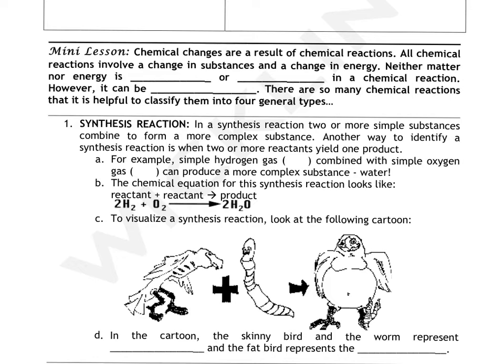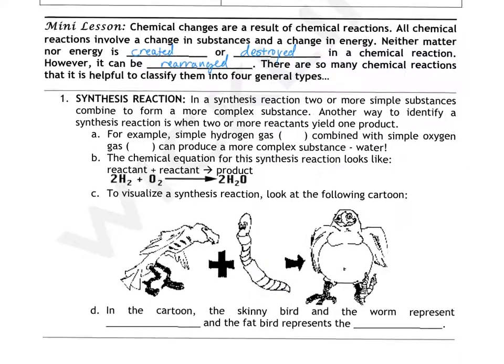Okay, so chemical changes are a result of chemical reactions, and all chemical reactions involve a change in substances and a change in energy. Neither matter nor energy is created or destroyed in a chemical reaction. However, it can be rearranged. There are so many chemical reactions that it's helpful to classify them into 4 general types.